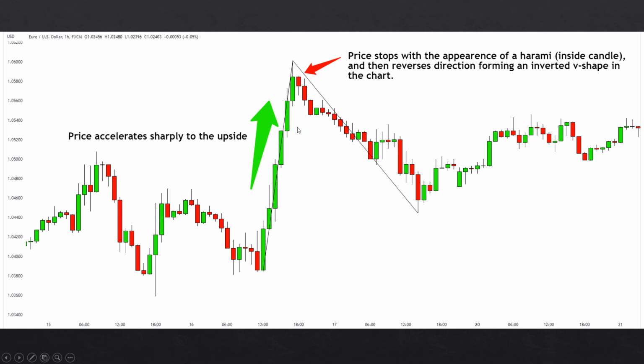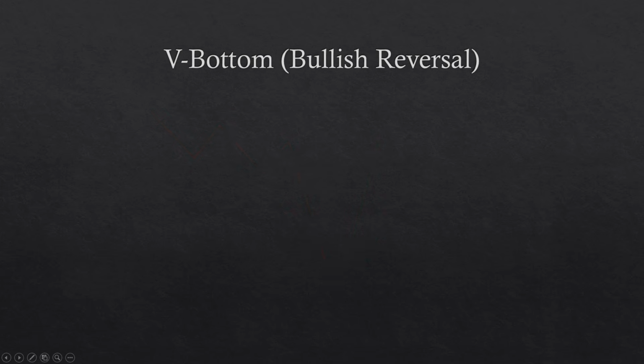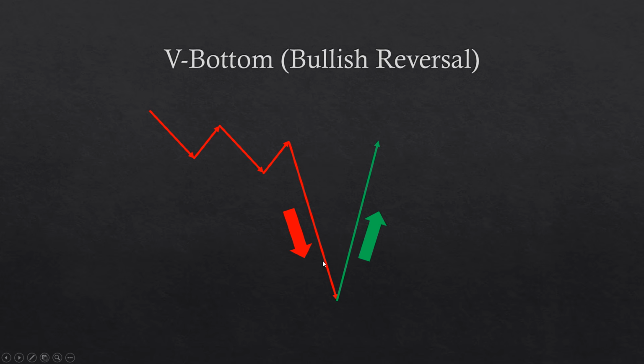At the V top, it's common to find very clear candlestick patterns that will anticipate the reversal. In this case, we can see an inside candle indicating the beginning of the down movement. The V bottom is the bullish reversal version of the V top. It's characterized by a sharp acceleration to the downside that is immediately followed by a sharp acceleration to the upside.